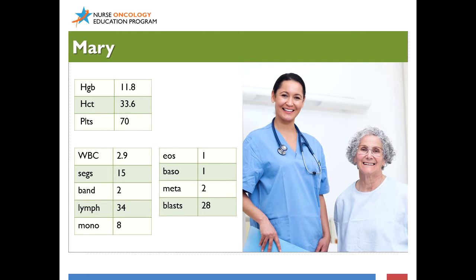So if we looked at her white blood cell count and we saw that it was 2,900, we would think she's got a good white blood cell count. But once we calculate her true absolute neutrophil count and we see that it's only 493, we know that she is definitely neutropenic and that probably her chemotherapy would be withheld in the clinic that day.